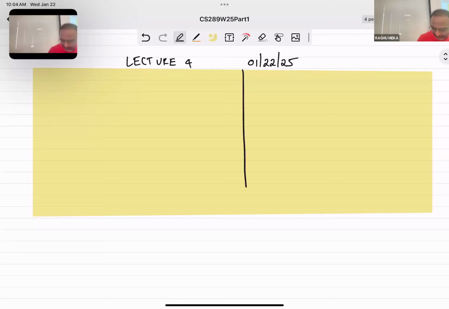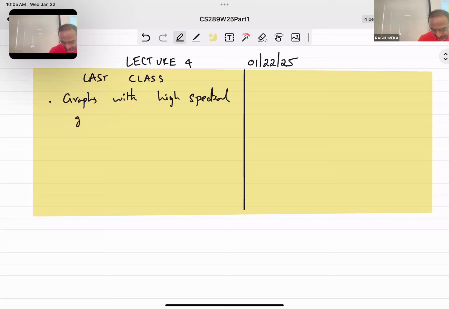All right. So last class, we talked about squaring the graph. Actually, even before that, we said graphs with high spectral gap or small lambda are easy, right? So if a graph had small second largest eigenvalue, small being bounded away from 1 by a constant, then we were good, okay?